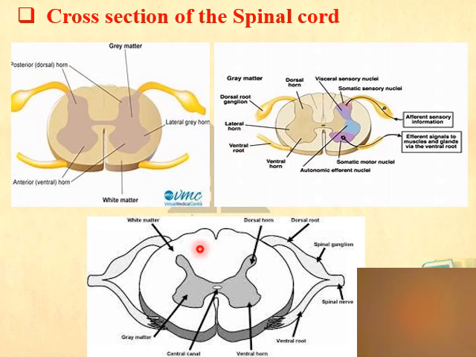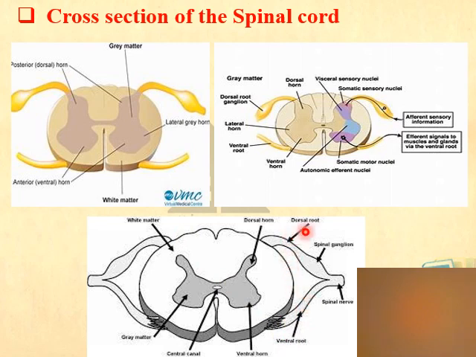Here is a more detailed figure. This is the white matter, inside is the gray matter. This is the ventral horn, this is the dorsal horn, and this is the dorsal root on the dorsal side, and below we have the ventral root.